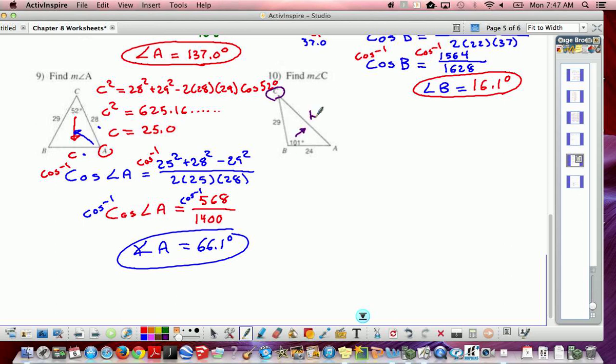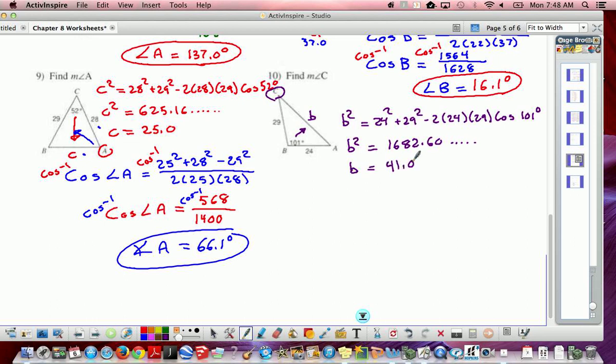All right, the last one here, same process again. Since I'm trying to find angle C, I actually have to find little b first. So little b squared is equal to the two sides that make up the angle, so 24 squared plus 29 squared minus 2 times those sides times cosine of the angle. The angle is 101 degrees. If I plug that into my calculator, b squared ends up being 1682.62... So b ends up equaling about 41.0.